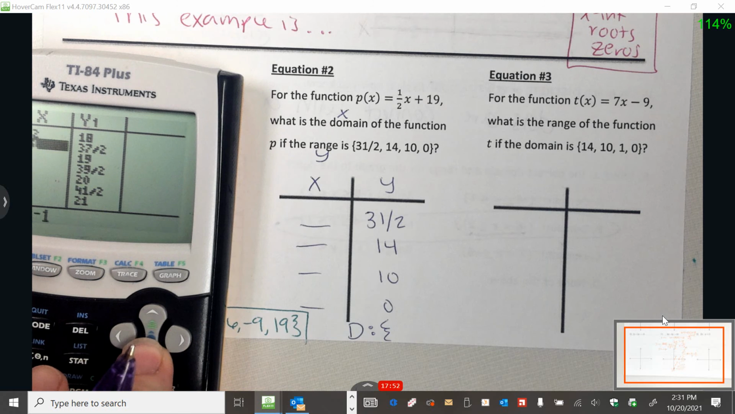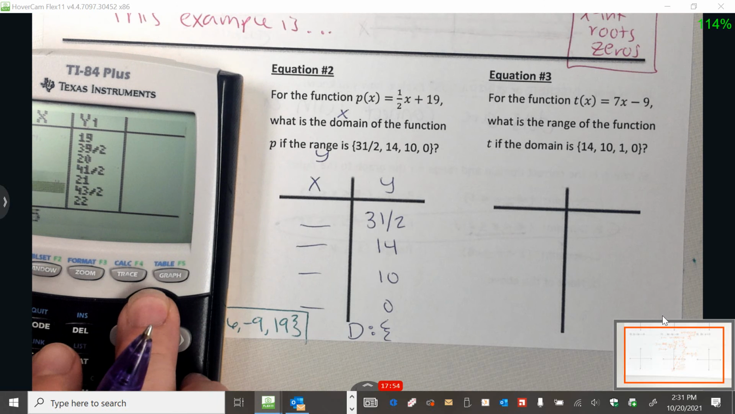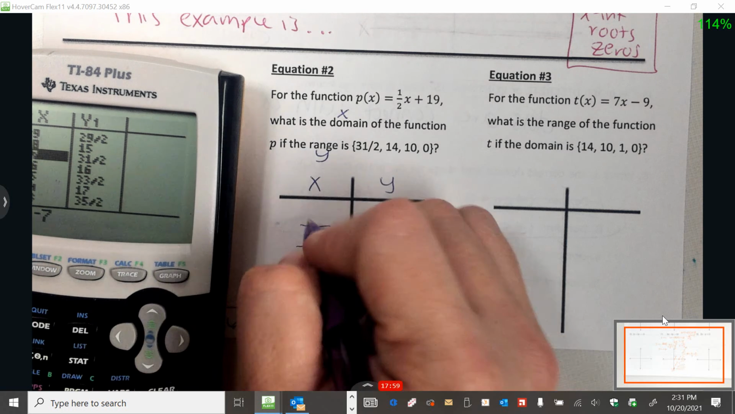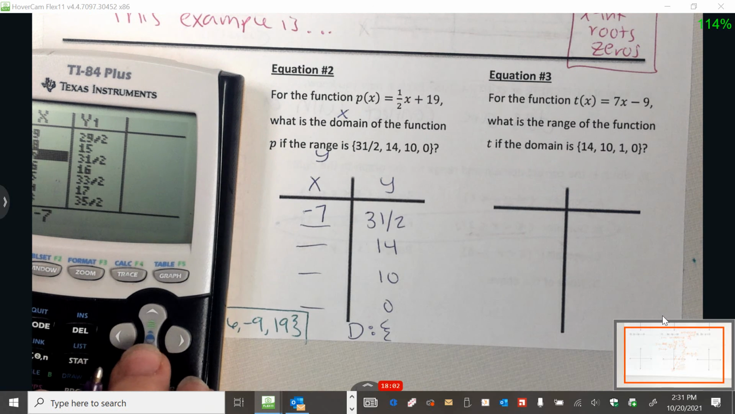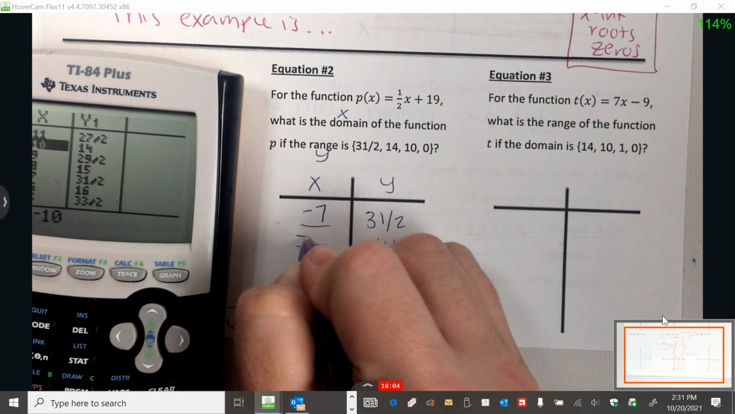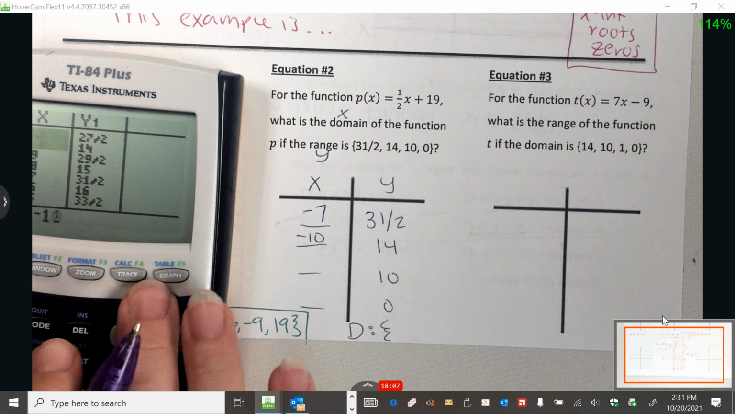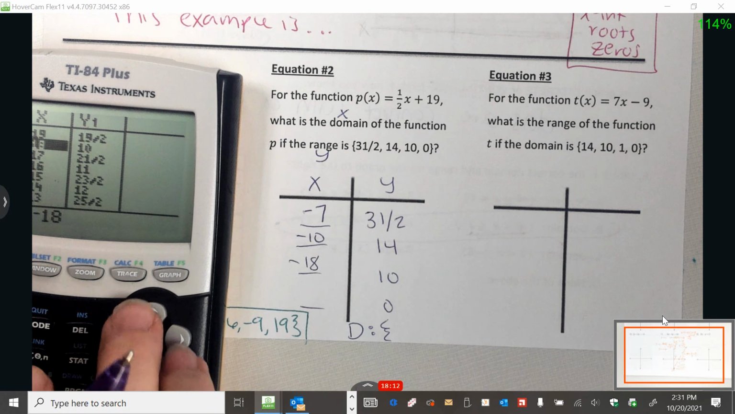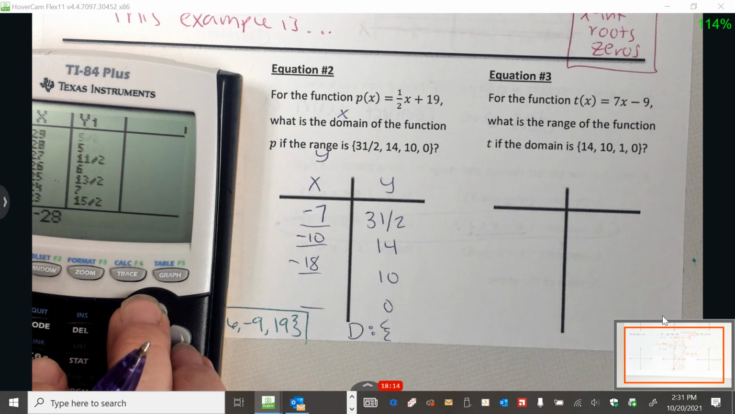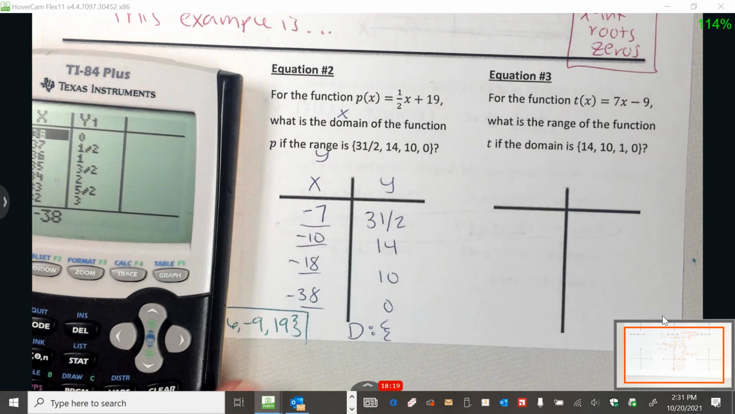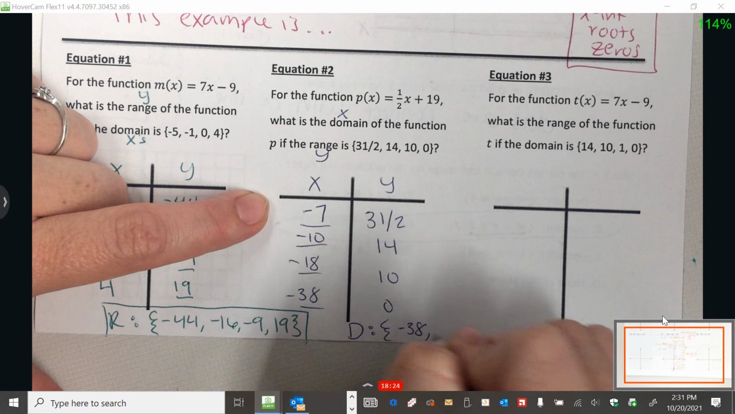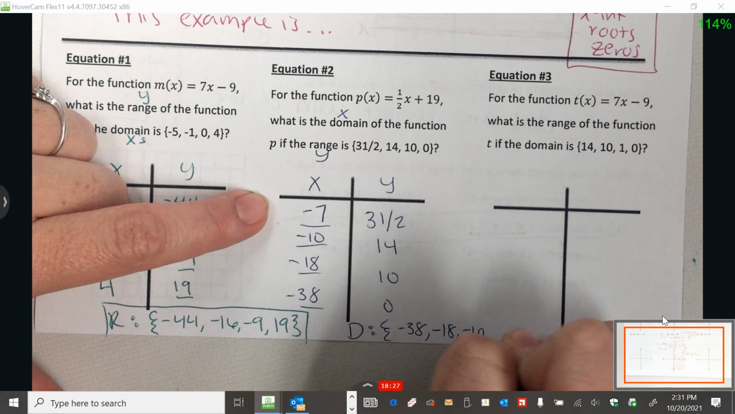So 31 over 2 is at negative 7. 14 is at negative 10. 10 is at negative 18. And 0 is at negative 38. Now remember, we have to go least to greatest. This is my smallest, that's my greatest. So we're going to write it backwards. Negative 38, negative 18, negative 10, negative 7.